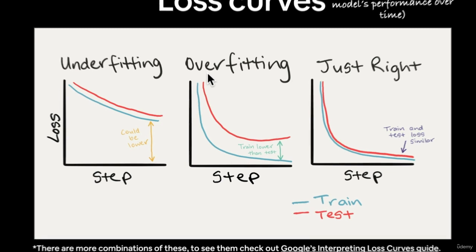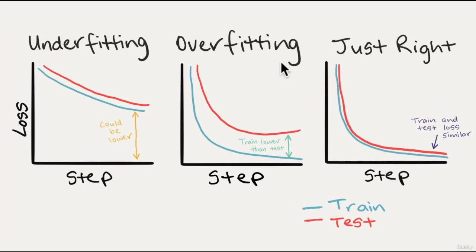Now, the inverse of underfitting is called overfitting. And so 2 of the biggest problems in machine learning is trying to reduce underfitting, so in other words, make your loss lower, and also reduce overfitting. These are both active areas of research because you always want your model to perform better, but you also want it to perform pretty much the same on the training set as it does the test set. And so overfitting would be when your training loss is lower than your testing loss.